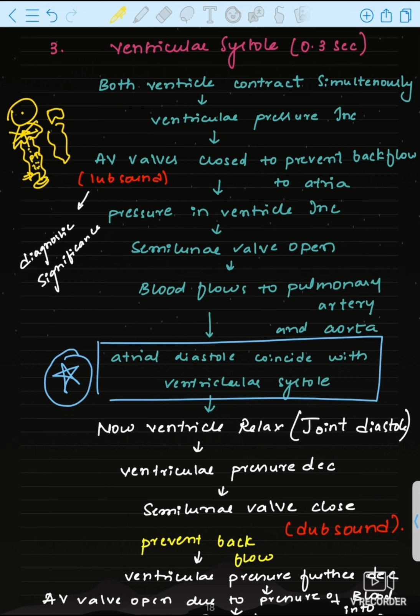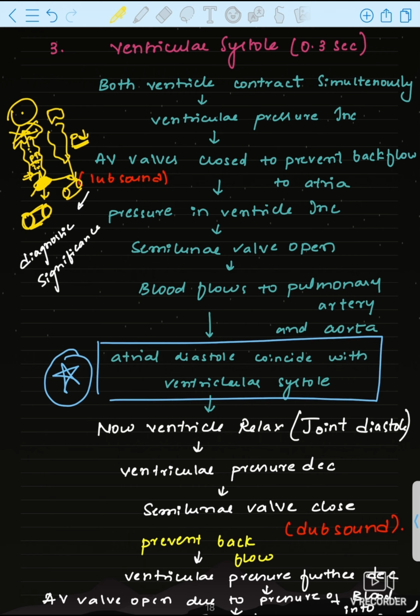That's why the semilunar valves are there. These semilunar valves will open because they can't tolerate the pressure inside the ventricles. That is why blood will flow through the pulmonary artery, and this blood will flow into the aorta. Now the blood has flowed into the capillaries.